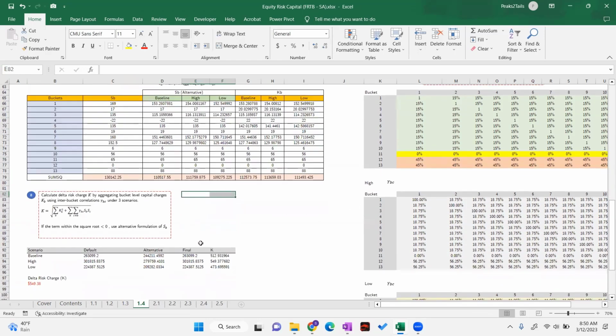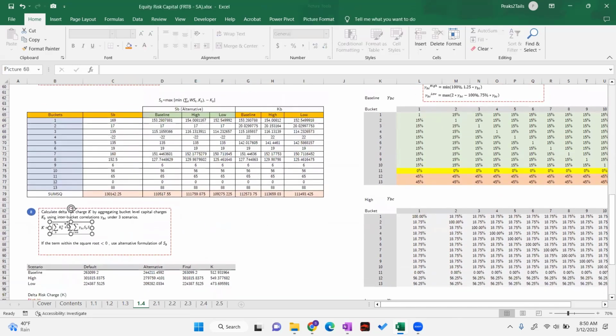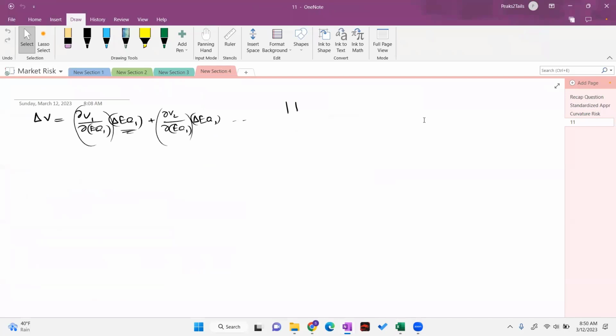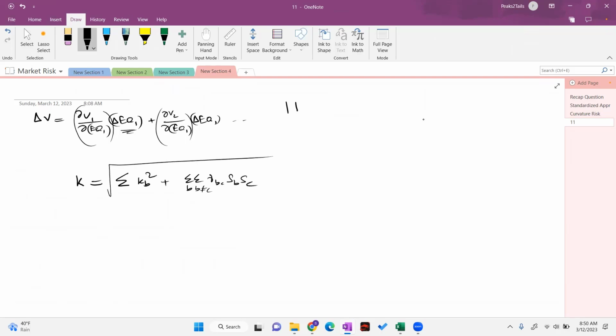Go through this Excel, okay? And for this calculation, I have actually used a shortcut. Here I could do matrix multiplication. Let me actually write it down here. We have our final calculation as this, square root. This is equal to sum of KB square.